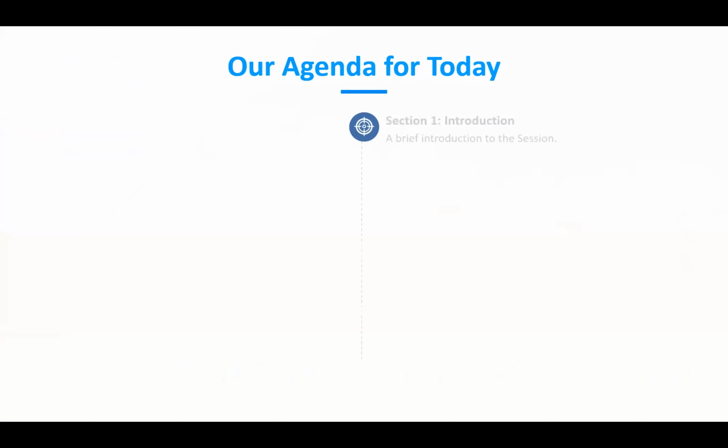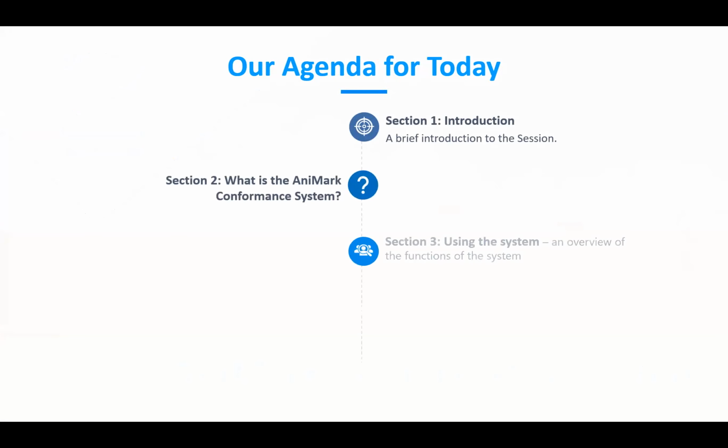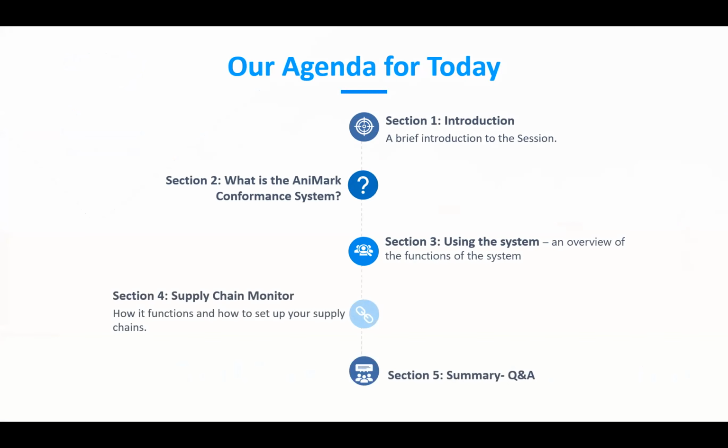Before we get started, let's look at what this video will cover. Firstly, we'll take a look at what the AniMark Conformance System is, then who uses it and how it's used for LGAP. We'll spend a bit of time exploring the functions of the system, including a live demonstration in the system as we go through. In the last section, I'll show you all about the supply chain monitor, how it works, and who can use it.